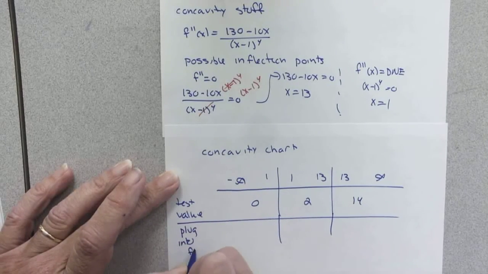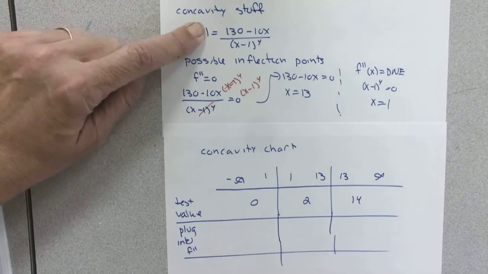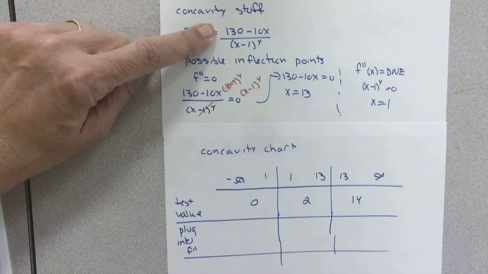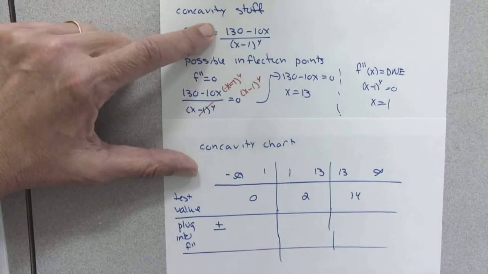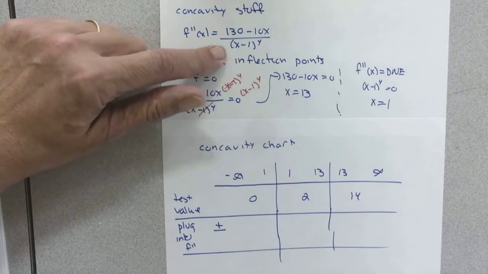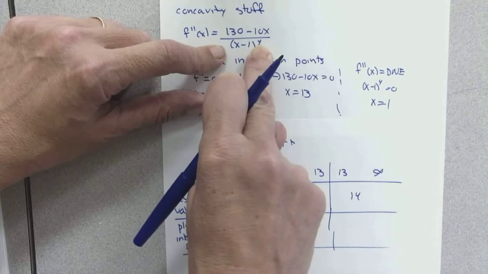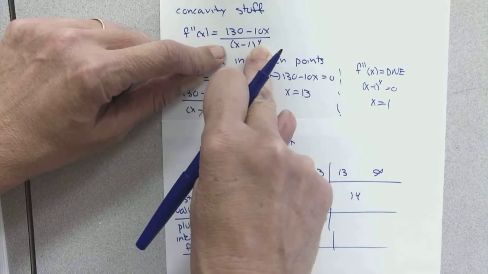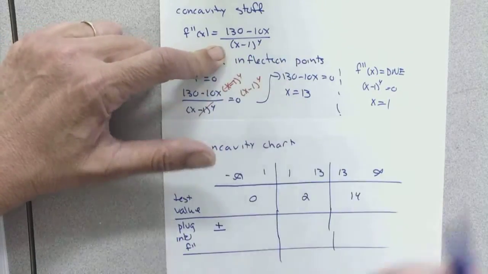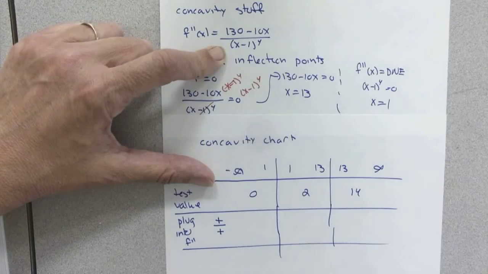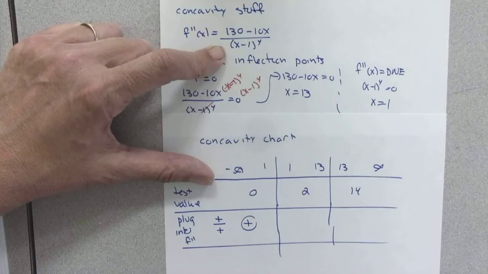And then I plug into the second derivative, which is up there. And so just try to analyze it out. If I plug 0 into the numerator, that's going to be 130 minus 0. The numerator is going to be positive. If I plug 0 into the denominator, notice I'm raising it to the 4th power. I'm raising it to an even power. Well, any real number raised to an even power is positive. So my denominator is always going to be positive. So I got a positive over a positive for positive.